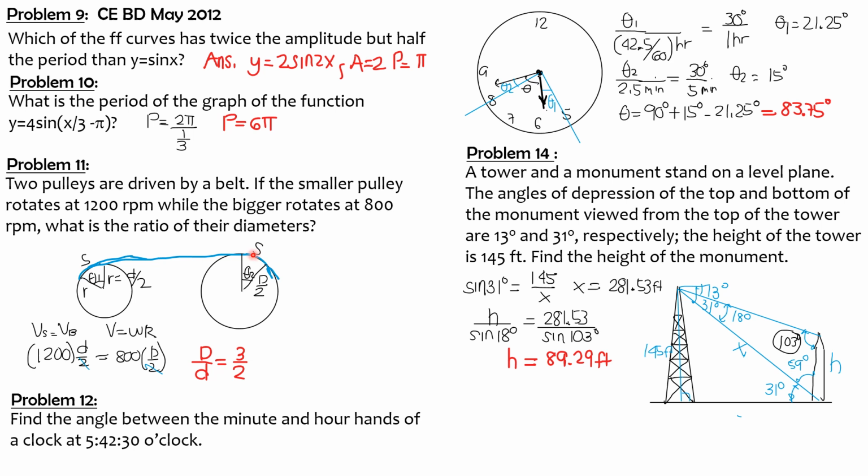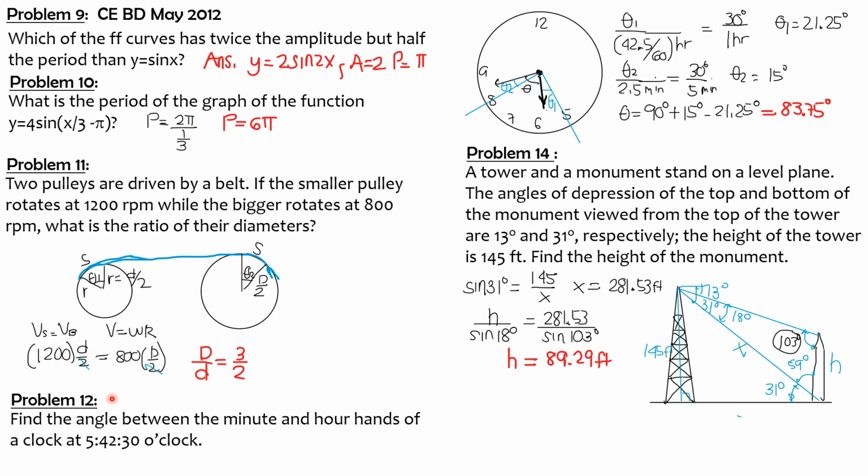Remember that linear velocity is omega times r. Omega should be converted to radians per second, but because the units here are consistent, RPM, we don't need to do that. So for the smaller pulley, angular speed is 1,200. Then the radius is small d over 2. Then for the bigger pulley, angular speed is 800 RPM. Then the bigger radius is big diameter over 2. Cancel 2. So big diameter over small diameter is 1,200 over 800, and that is 3 halves.